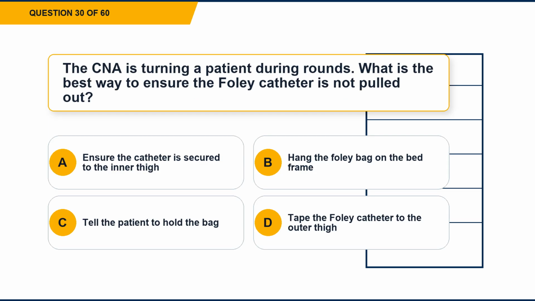Question 30. The CNA is turning a patient during rounds. What is the best way to ensure the Foley catheter is not pulled out? Option A. Ensure the catheter is secured to the inner thigh.